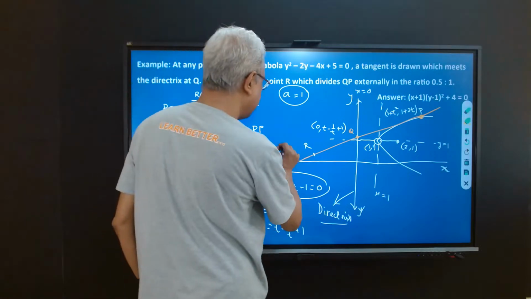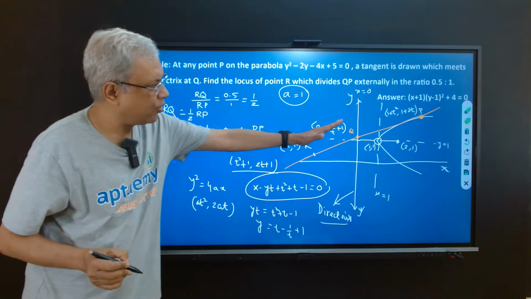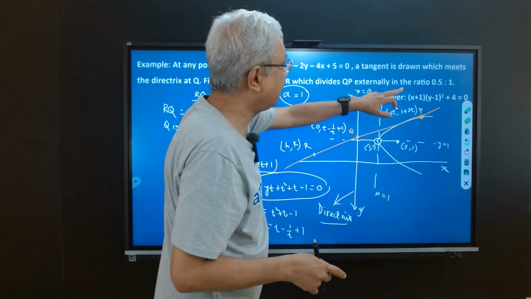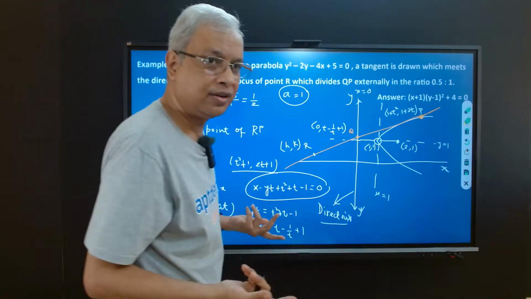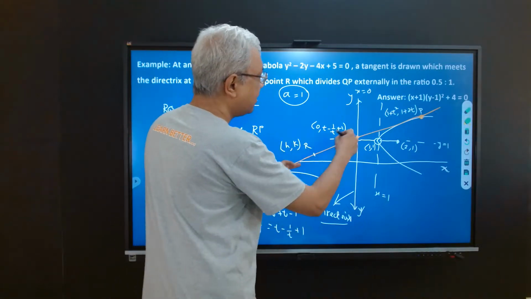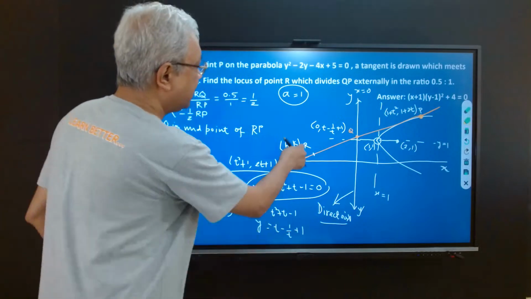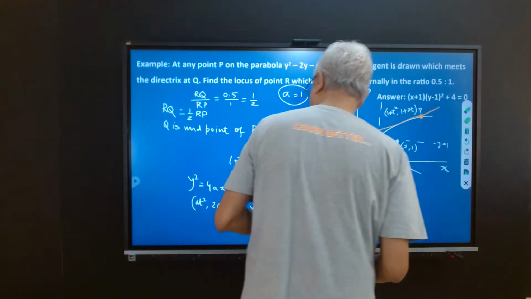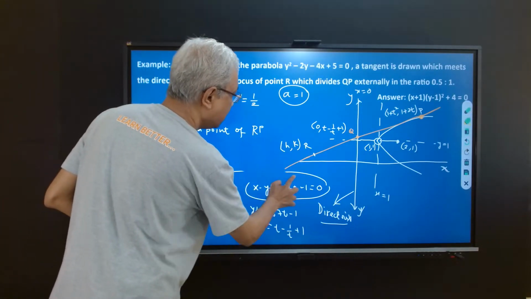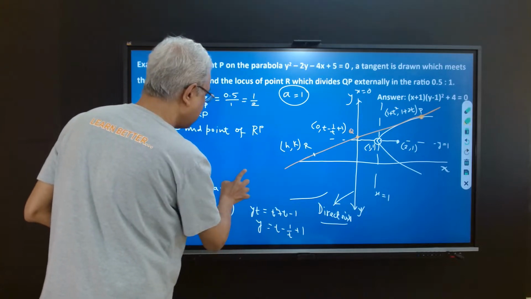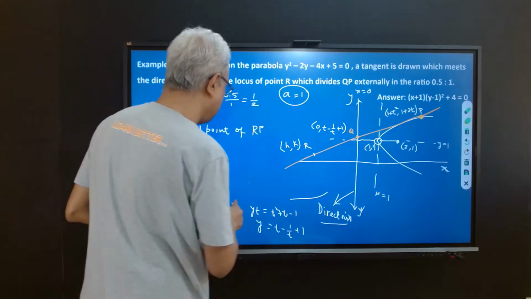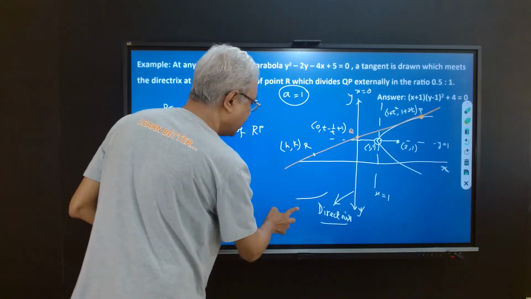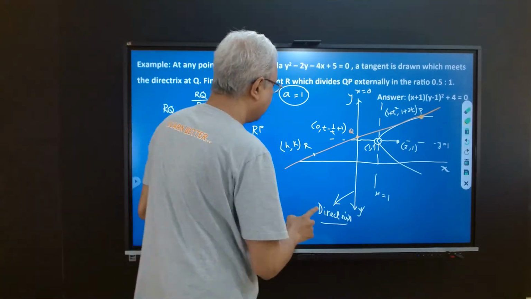Okay. Now R's coordinate, let me take (h, k). R is a point on this tangent, and since R divides QP externally in the ratio half is to 1, therefore Q must be the midpoint of RP, no doubt. So if this is R (h, k), this is P, 1 plus t square, 1 plus 2t, and Q is 0, t square plus t minus 1 by t plus 1, then it is very simple to write the expressions for h and k. How can I write them? So Q is the midpoint of RP. So what is h? h plus this divided by 2 is 0 in that case, since Q is the midpoint of RP. So what can I do? I have to find the locus of R. That is the given problem.